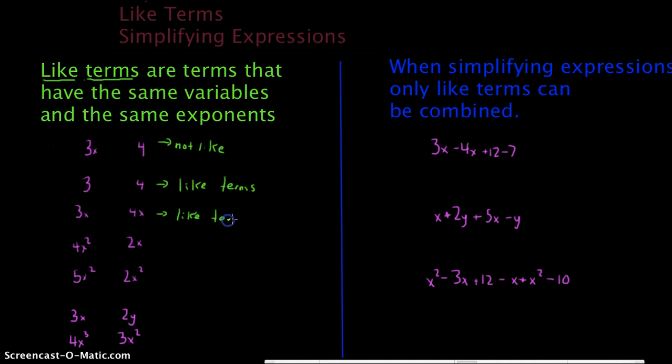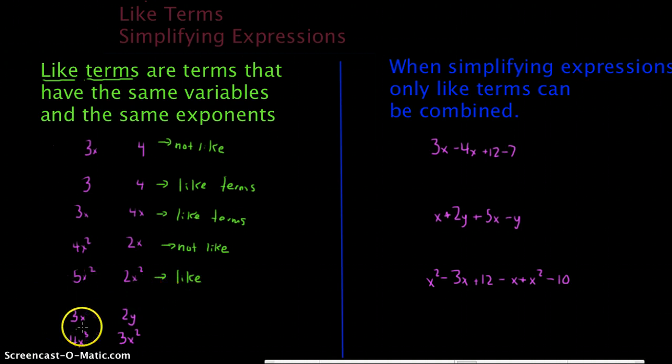Okay? Now, this next expression, you probably know right away, doesn't meet our definition, right? Because we've got an x squared here and an x to the first here. We don't write the 1, but we still know that it's x to the first power. So these are just not like terms. Okay, now if we come down here, 5x squared and 2x squared, they have the same exact exponent, same exact variable. So yeah, these are like terms.